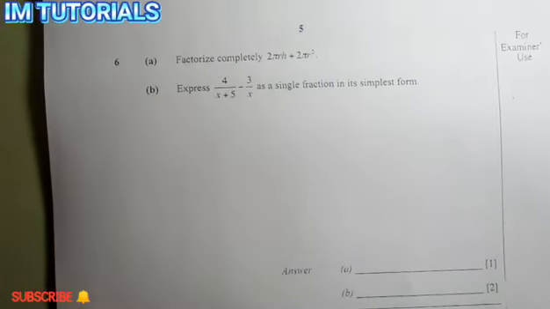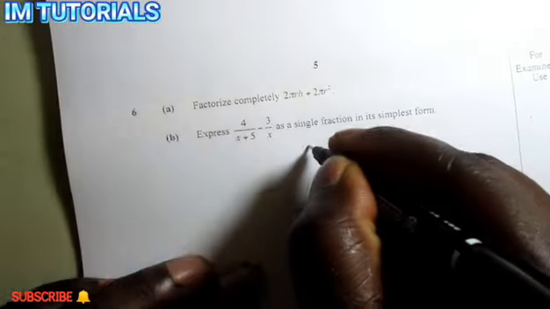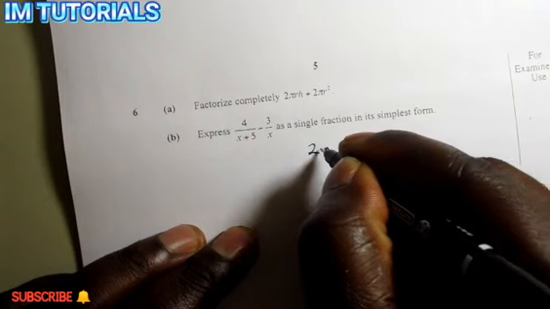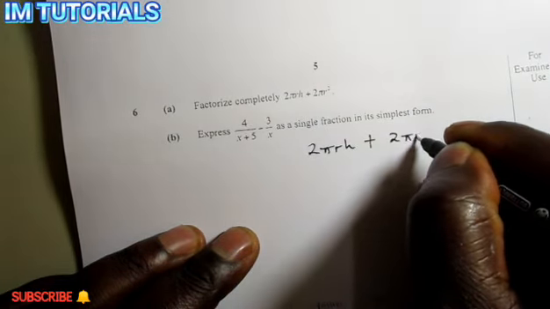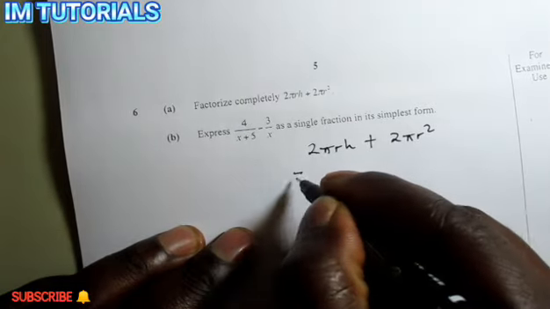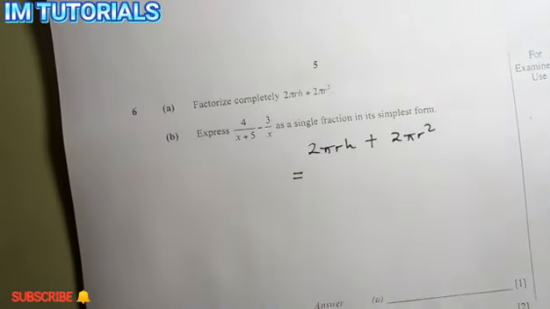Right, we are now on question number 6. It reads, factorize completely 2 pi r h plus 2 pi r squared. So for you to factorize, you have to search for the factors which will then form the highest common factor. So I'm going to start with the numbers.